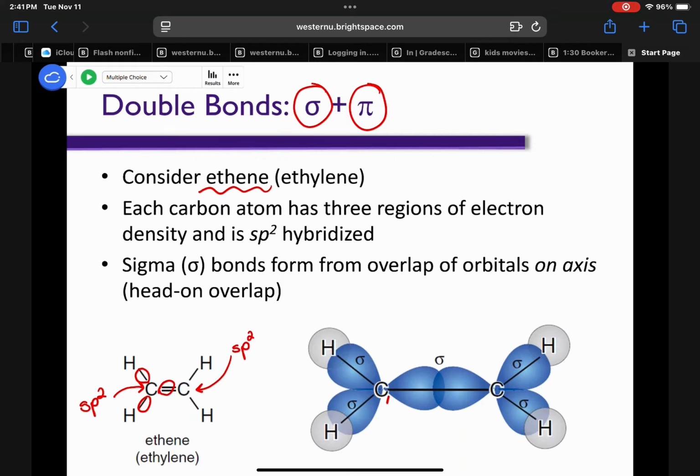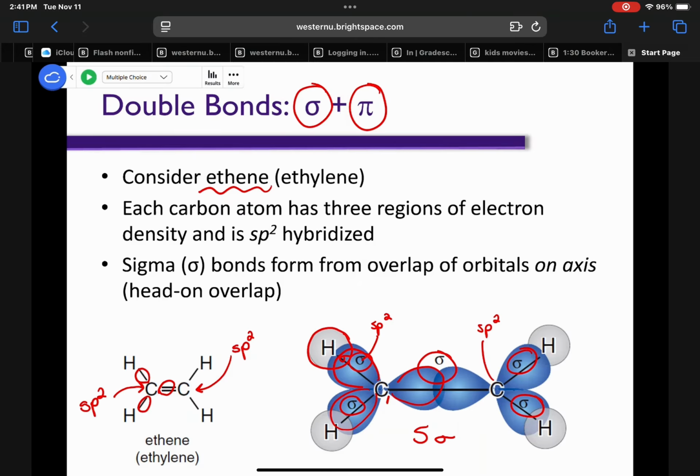So carbon 1 has 1, 2, 3 sp2 hybridized orbitals. And the one on the right is also sp2 hybridized. And when the sp2 hybridized orbital overlaps with one of the 1s orbitals from hydrogen, we form a sigma bond. And we can count the sigma bonds: 1, 2, 3, 4, 5. 5 sigma bonds in this ethylene molecule. So far, we've just looked at the sigma bonds.